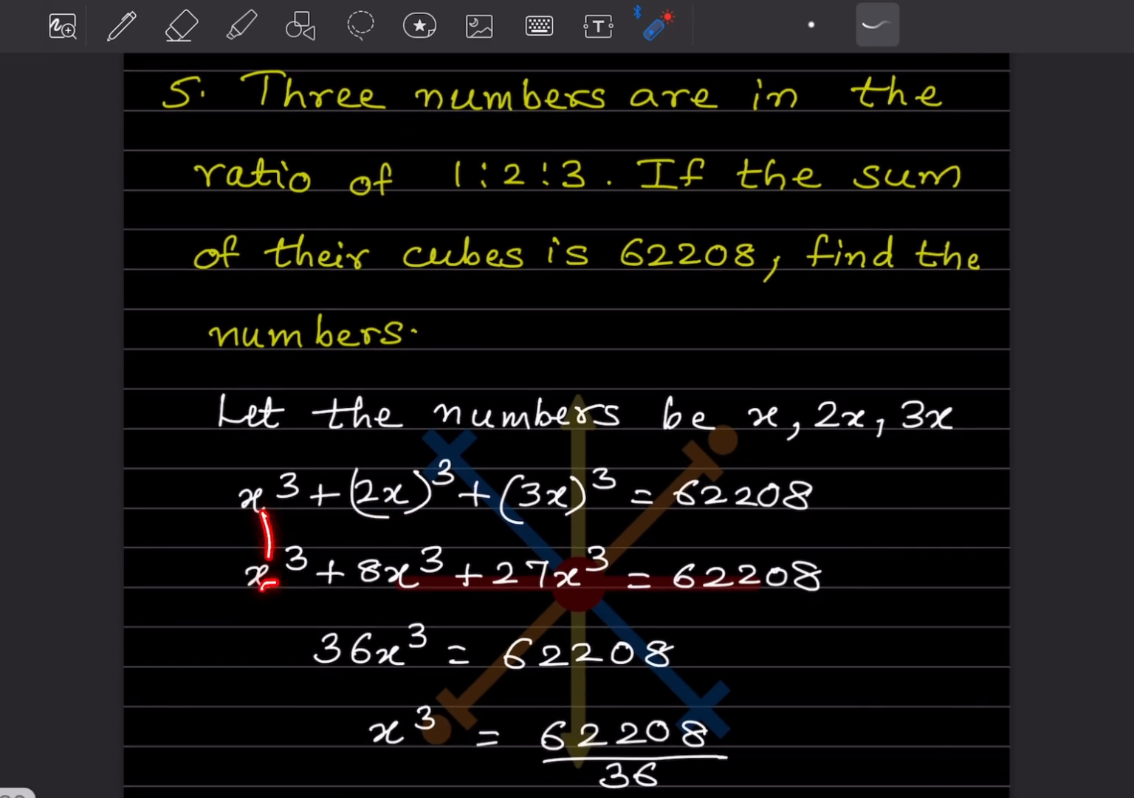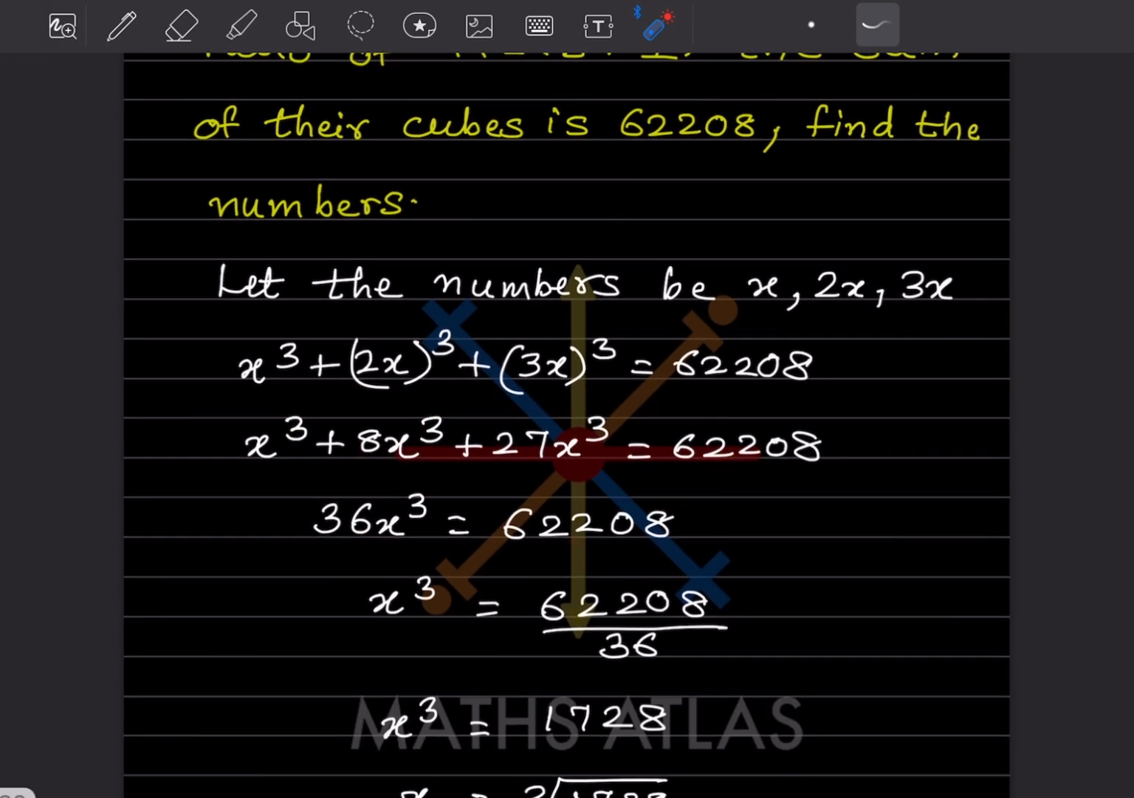Now, as I said, this will be x cube, and 2 cube means 2 into 2 into 2, that is going to be 8x cube. 3 cube means 3 into 3 into 3, that is going to be 27x cube. When you add 1, 8, and 27, that is going to be 36. So 36x cube equals 62208. Now this is actually multiplication over here.